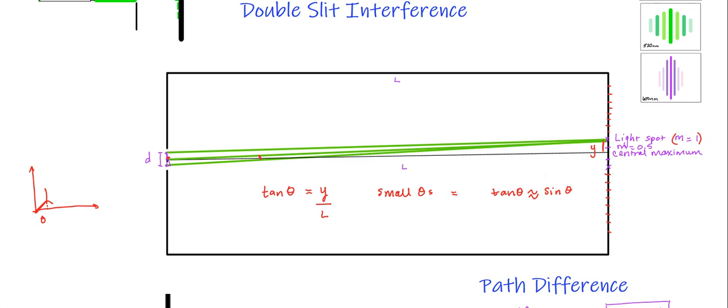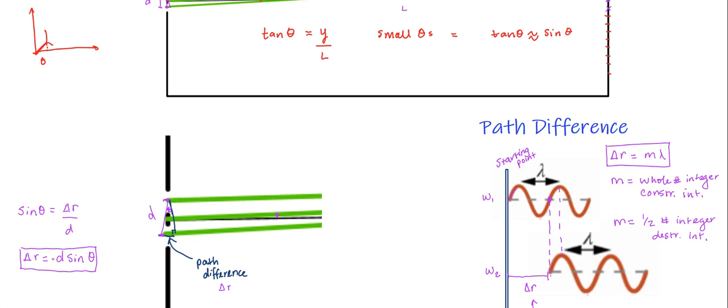So because we know that this is true, what I can do is come back down to this idea over here and say that this sine theta is equivalent to this tangent theta. And so what I've got then at this point is to say that delta R is equal to d times tangent theta, which is equal to y over L. Now in addition to that, I can set this equation equal to this side of delta R, and so I would have m times lambda is equal to dy over L. And this combination of the two variations of path difference with the small angle approximation, this will tell me a lot of information geometrically about what I'm seeing.